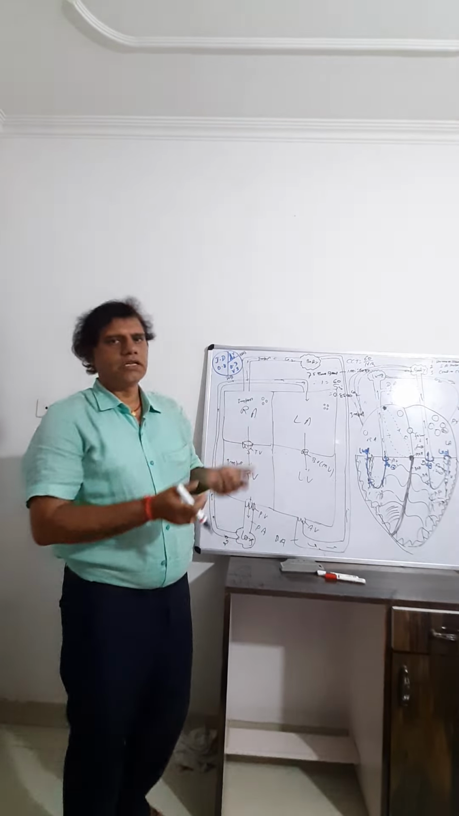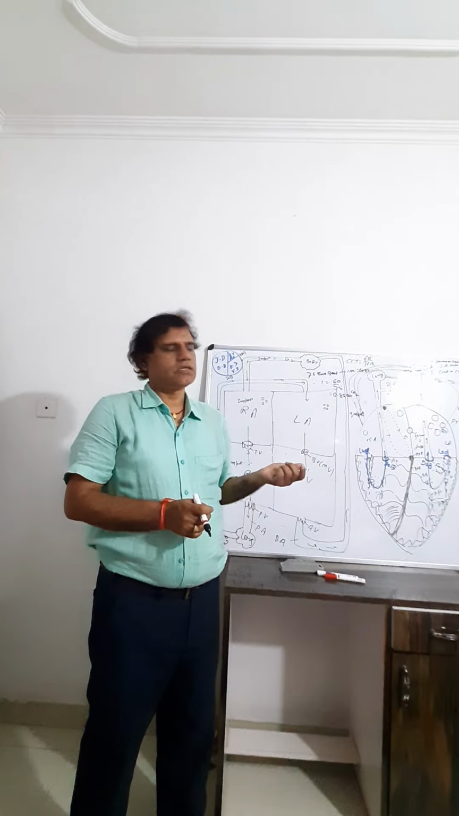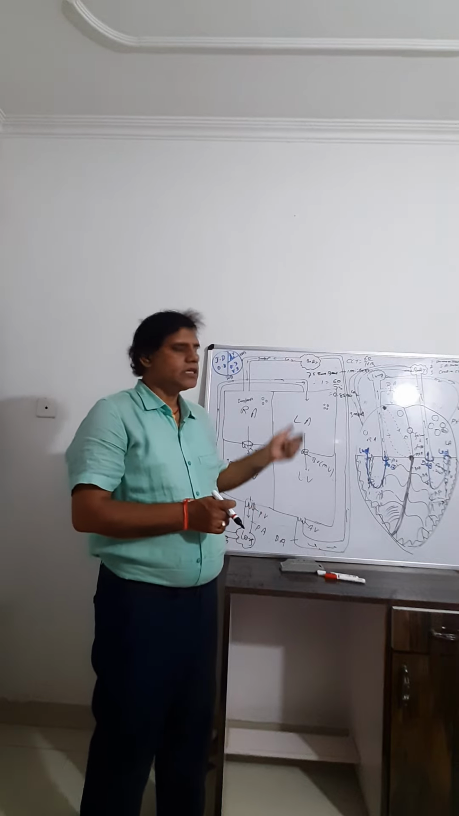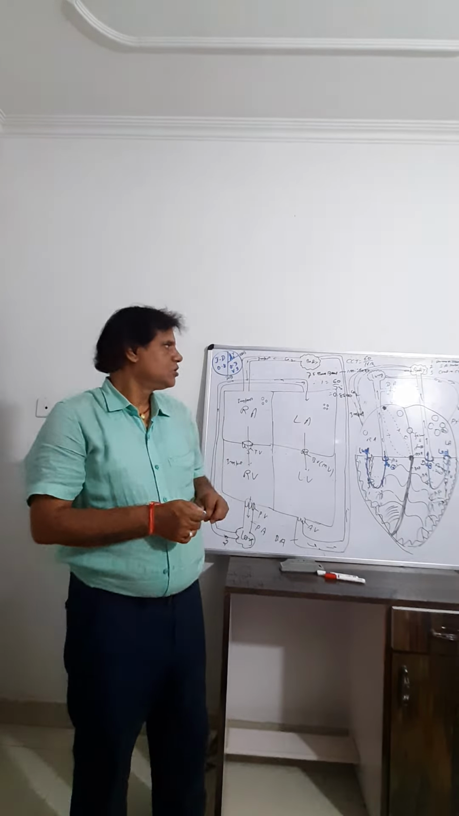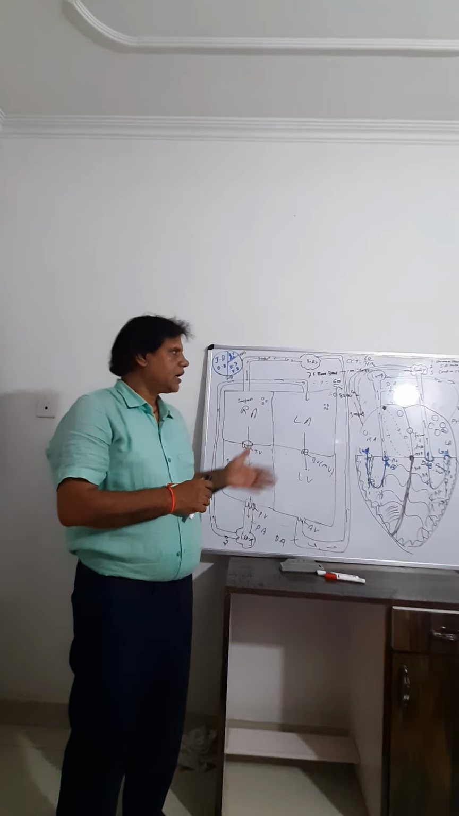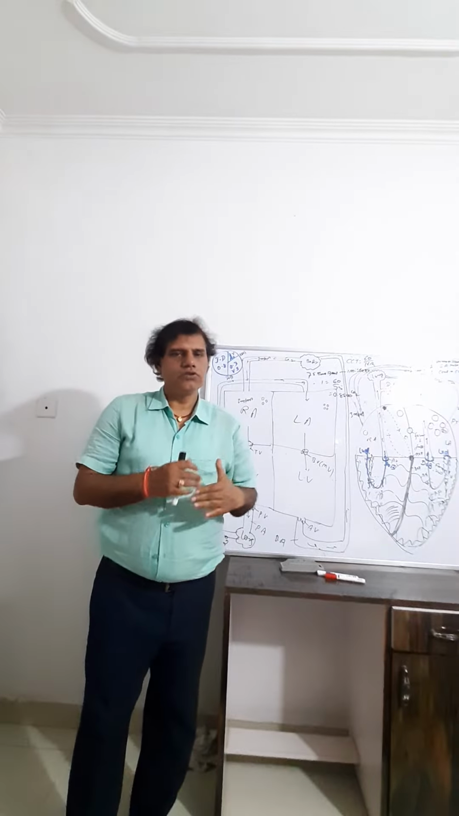If heart rate is 100, then 60 by 100, that is 0.6. If heart rate is 75, then cardiac cycle time is 0.8. So this 0.8 second is called cardiac cycle time, and it is divided into 3 parts. First part is called joint diastole.